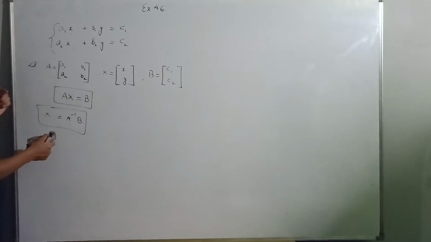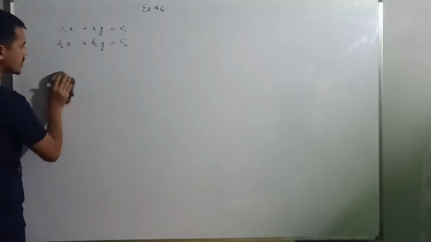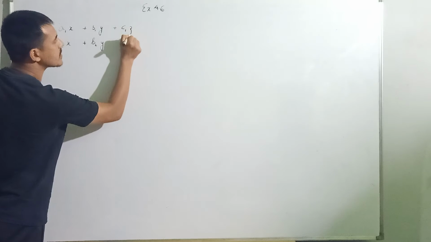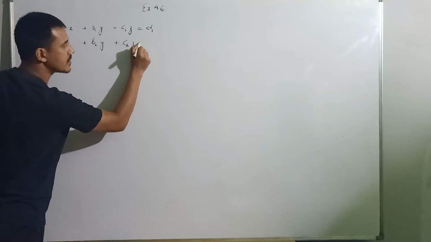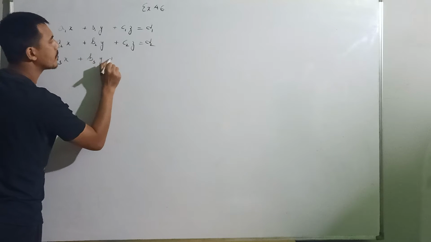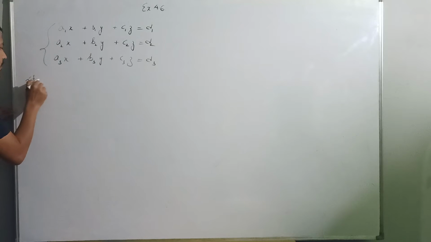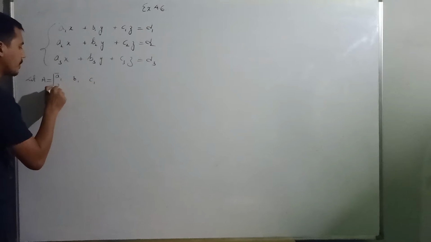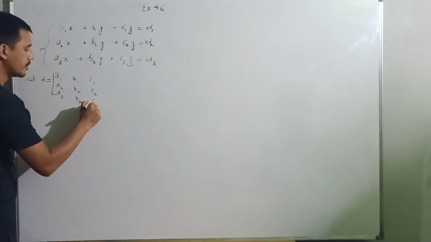Now, similarly, consider the system of equations in this way: a1x plus b1y plus c1z is equal to d1, a2x plus b2y plus c2z is equal to d2, a3x plus b3y plus c3z is equal to d3. And then you take your matrix A to be a1, b1, c1, a2, b2, c2, a3, b3 and c3.